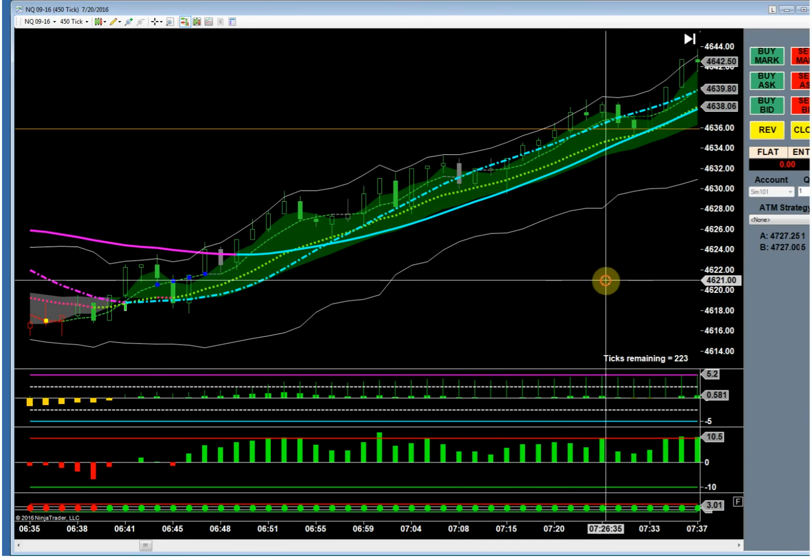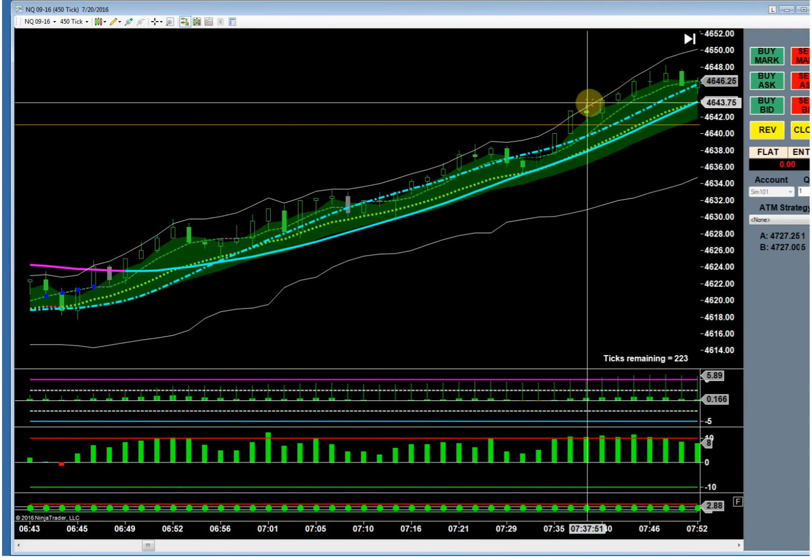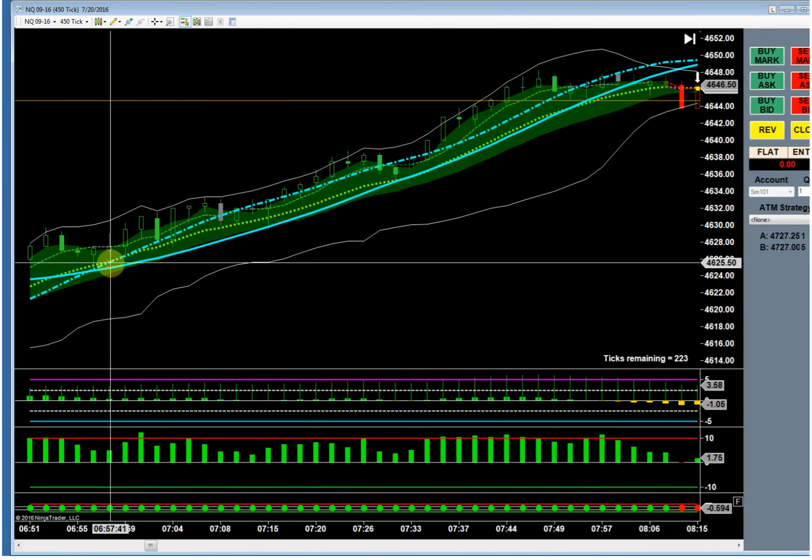Otherwise, the trade is not authorized, and they just, same thing as yesterday, the day before. Look at that, just rocket ship to the moon, no second level trades.